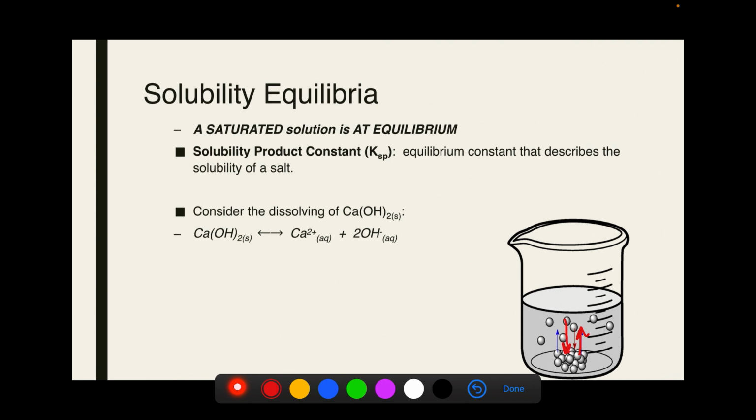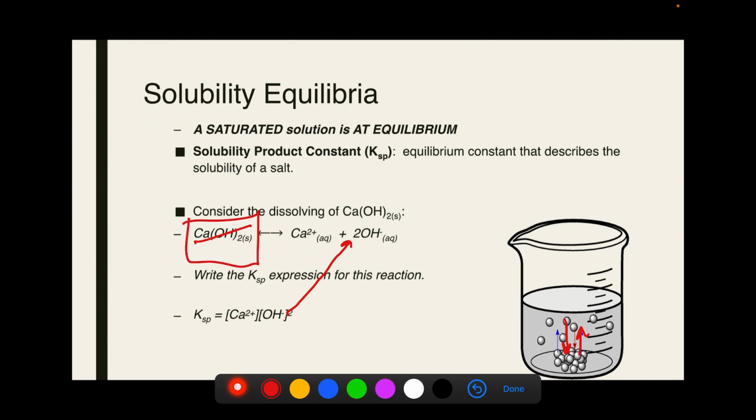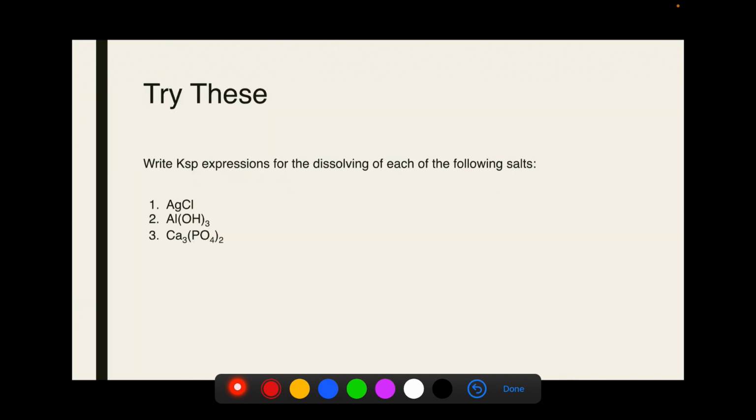Recall that K expressions never include solids, so our KSP expression will be KSP equals the concentration of calcium times the concentration of hydroxide squared. Squared because of the coefficient of 2 in front of the hydroxide. Because dissolving equations always start with a solid, we'll never have a denominator in a KSP expression. If you find yourself writing a denominator, you've probably done something wrong.